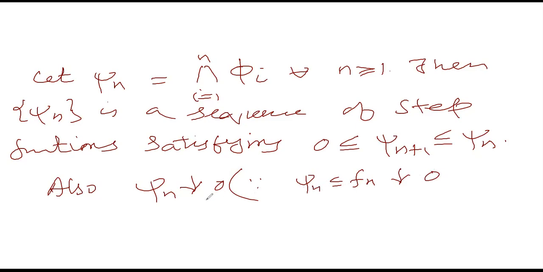So the limit of φn must be equal to 0, because φn is a non-negative function, but it is less than or equal to fn, whose limit is 0. And the limit of this cannot be negative, so therefore it must be equal to 0.